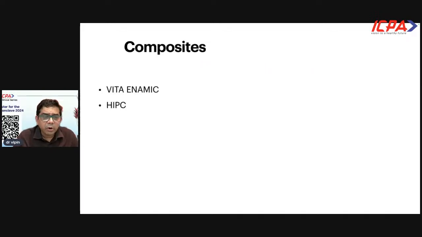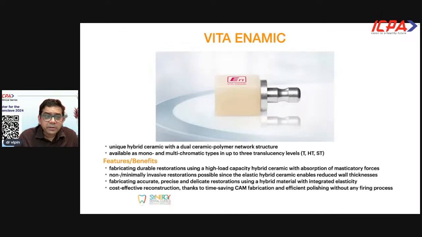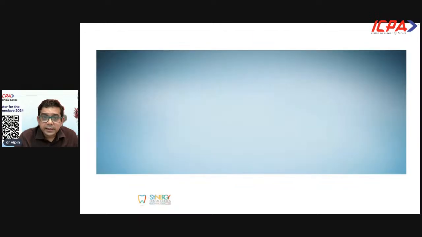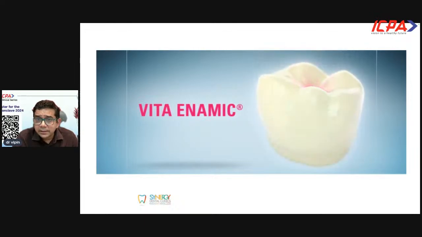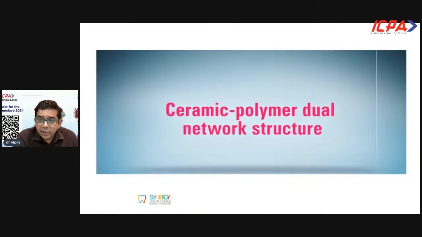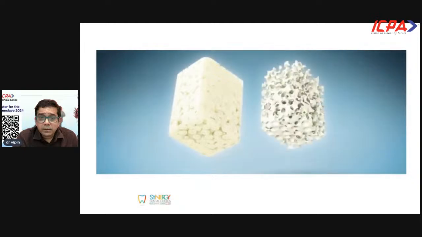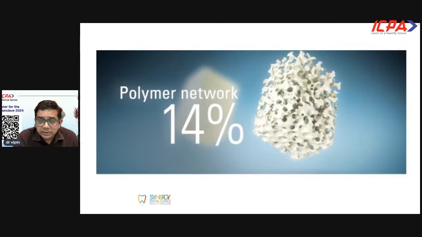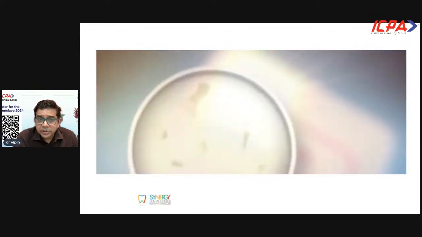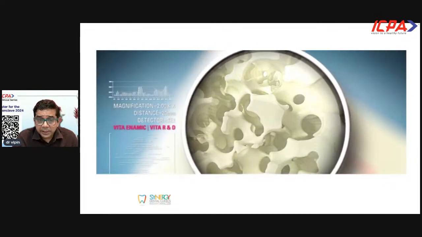We'll go into it. What are the composite materials available commonly in our market today, in the Indian market? Vita-enamic and HIPC. Right? What is a Vita-enamic? It is a unique hybrid ceramic with a dual ceramic composite network. Right? It is a composite, but you'll see in the next slide. This is from the company. I took it from the company. It has got a good impact strength. Right? So ceramic polymer dual network, where they have hybridized, or mixed ceramic along with polymer, right? 14% polymer and the rest is all ceramic. It is mixed together, and then you get a material called Vita-enamic.